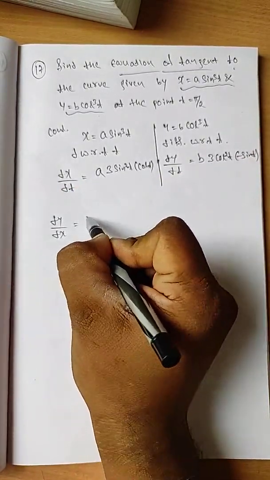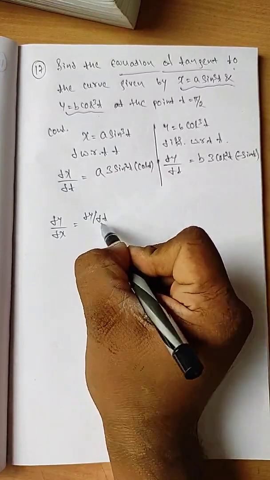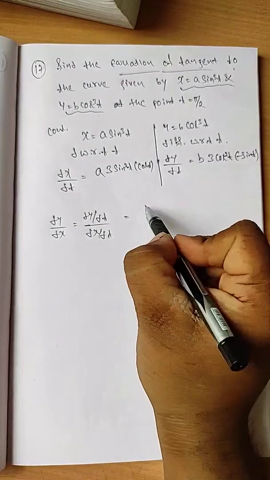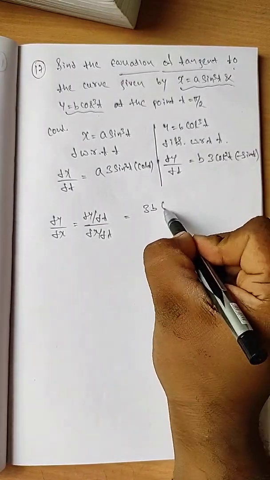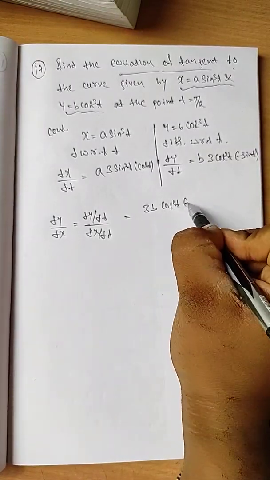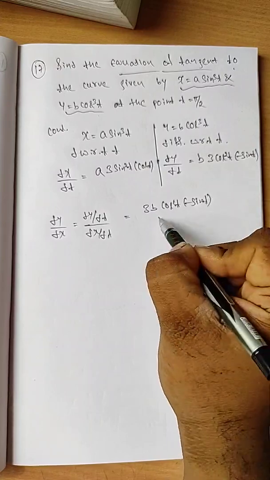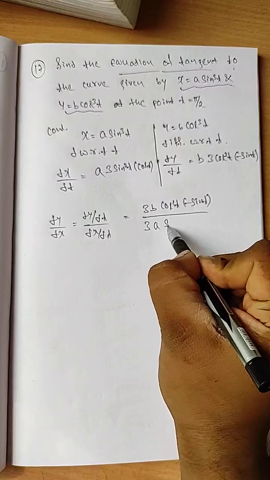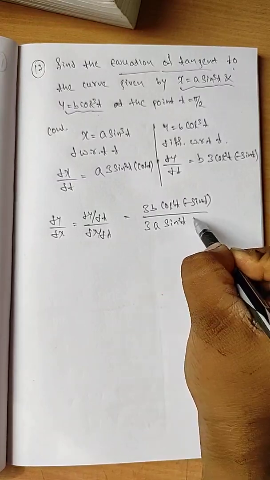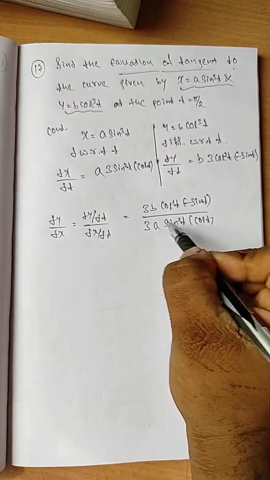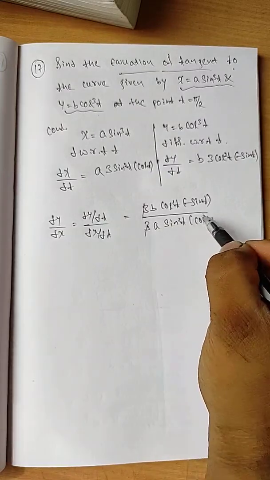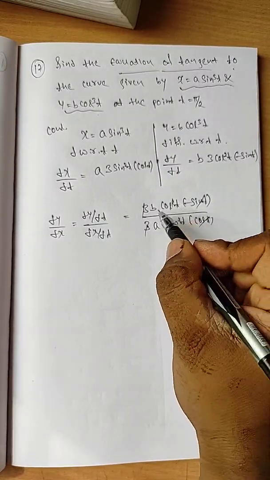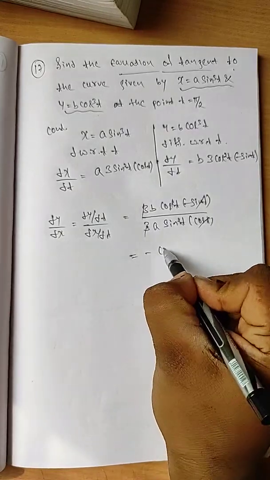Now you want to find the dy by dx. So dy by dx is equal to dy by dt divided by dx by dt. Here dy by dt is 3b cos square t into minus sin t, and dx by dt is 3a sin square t into cos t. Here 3 cancel, cos t cancel and sin t cancel. So we are left with only minus b by a cot t.